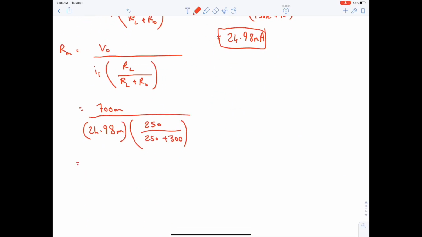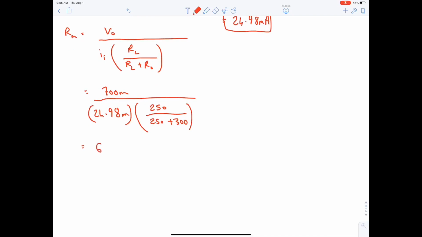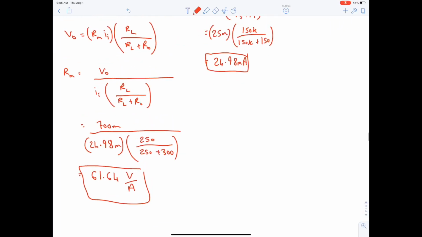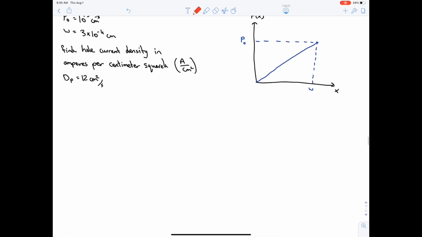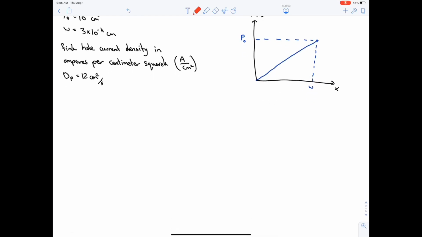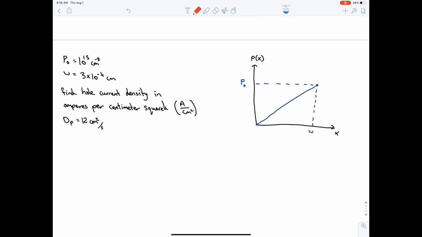Okay, so the answer here will be 61.64 V over A. That's Rm. Next, we're given, this is a silicon question. We need to find the hole current density, which is Jp of x.